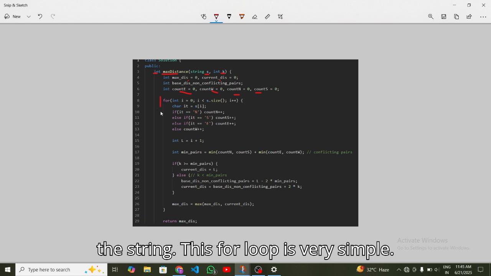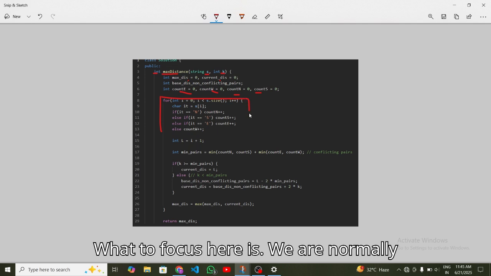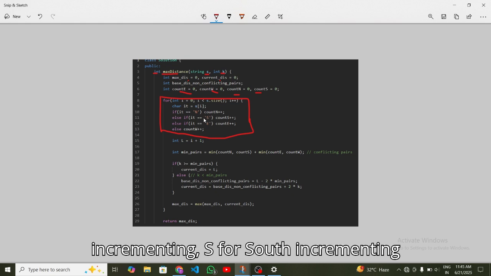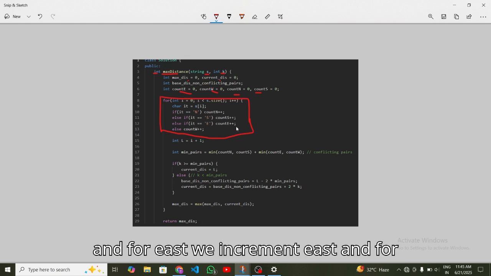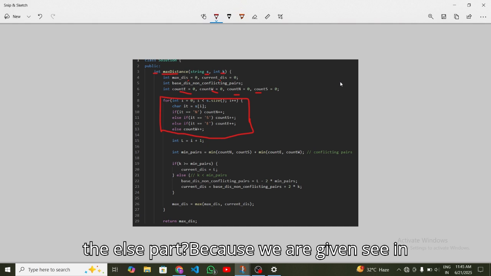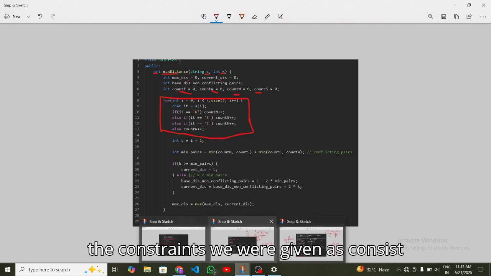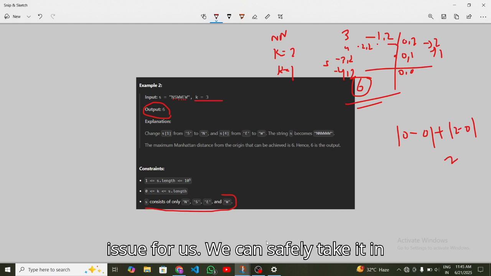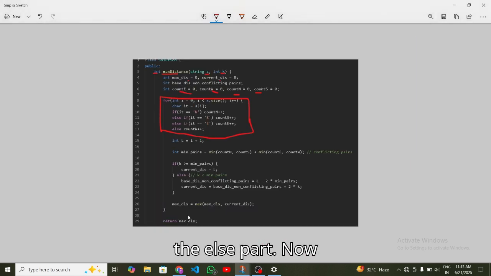This for loop is very simple. What to focus on here is, we are normally traversing here. If the character is north, north is incrementing, south for south incrementing, and for east we increment east, and for west we increment west. Why do we take west for sure in the else part? Because in the constraints we were given s consists of only these characters. So there is no issue for us. We can safely take it in the else part.